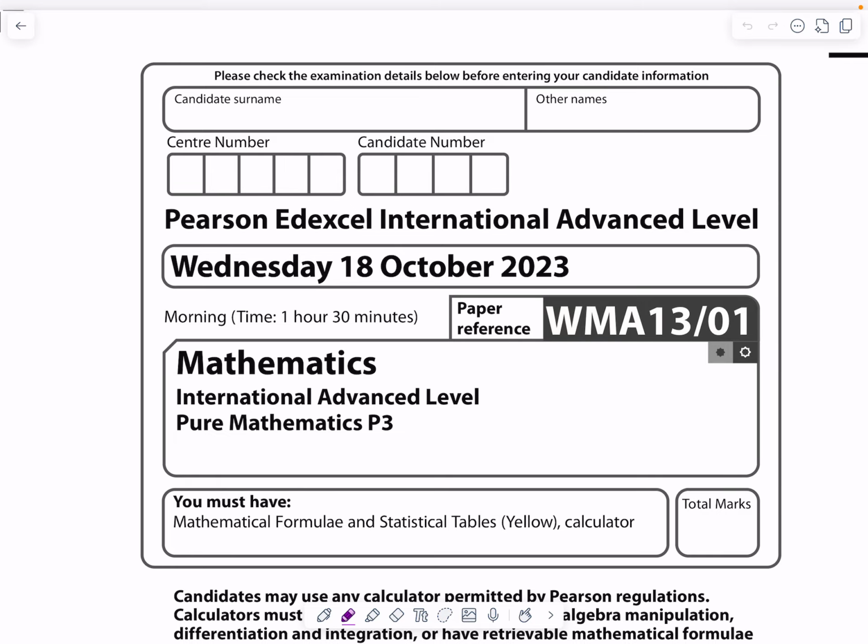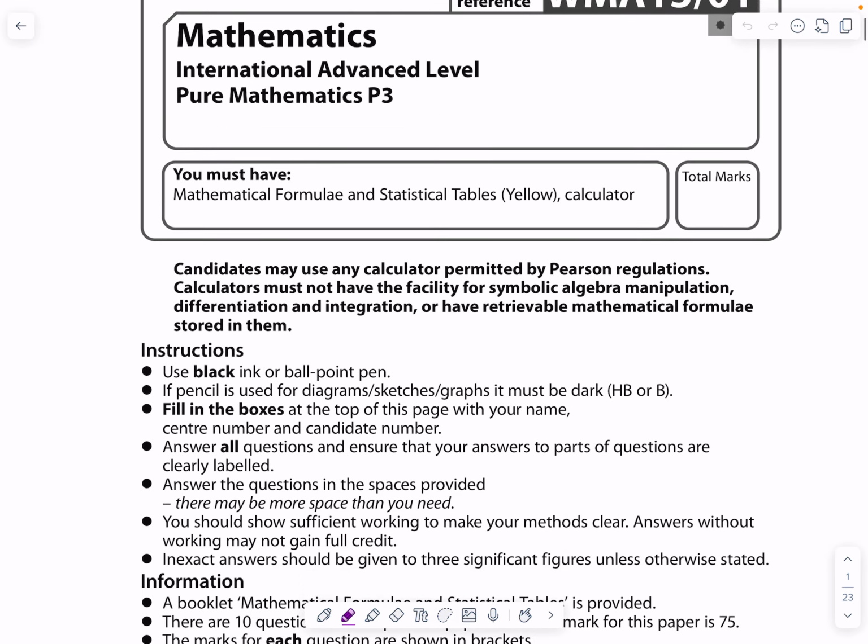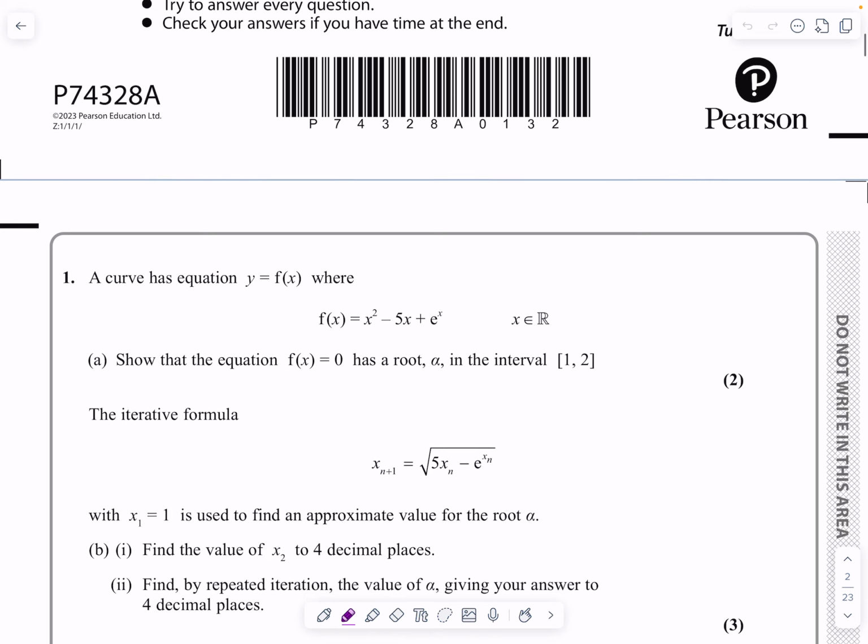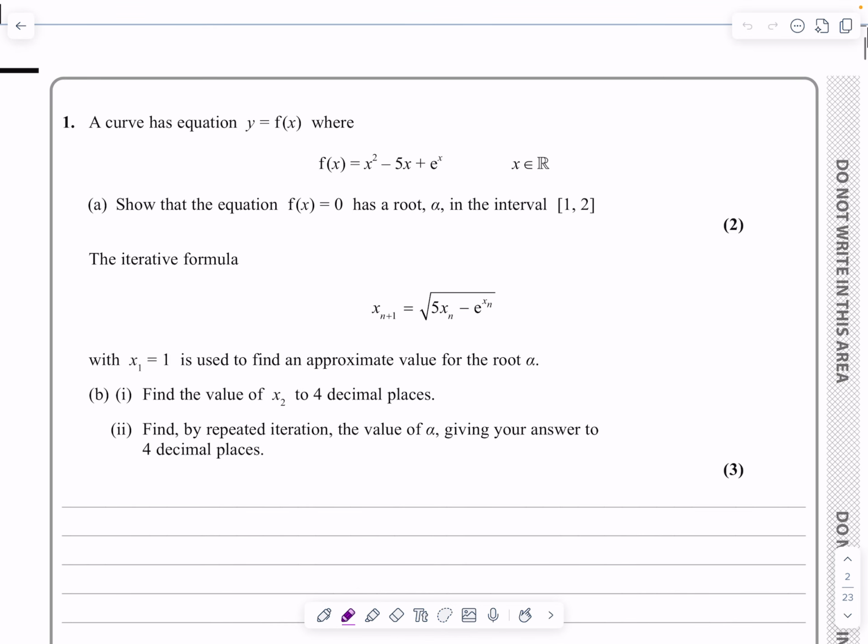Okay, this is the P3 paper from October 2023. It's question number 1. It's a numerical methods question, locating roots and finding fixed point iteration. Let's have a look at the question then. It says y is equal to f(x), where f(x) is x squared minus 5x plus e to the x. We have a function there.